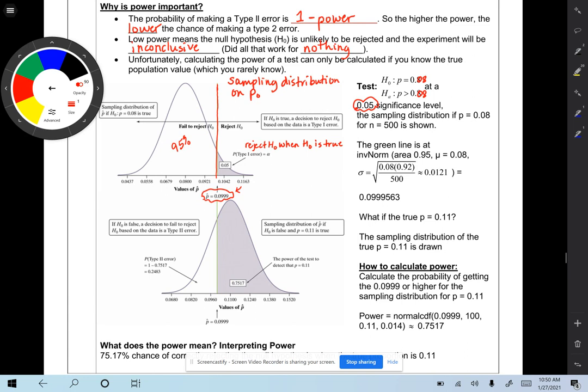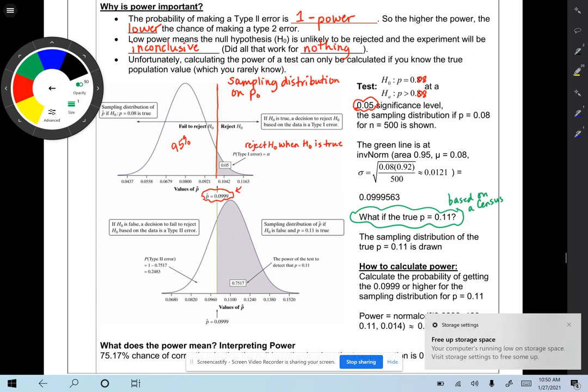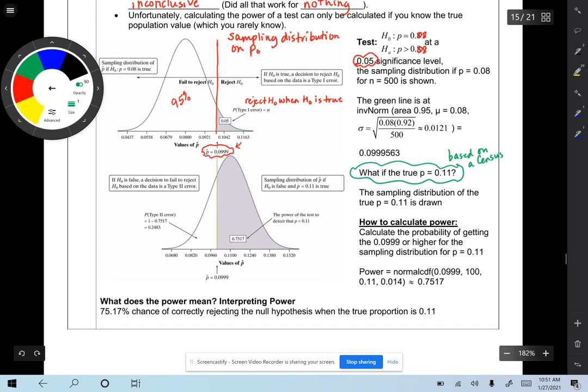Now, what if the true proportion is 0.11, because you ended up getting an actual population proportion, say, based on a census? What if this were the case? So the sampling distribution of the true proportion is drawn. You still have that green line. This right here is correctly rejecting the null hypothesis, because that's our power.